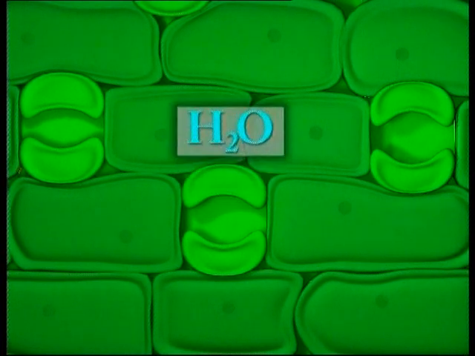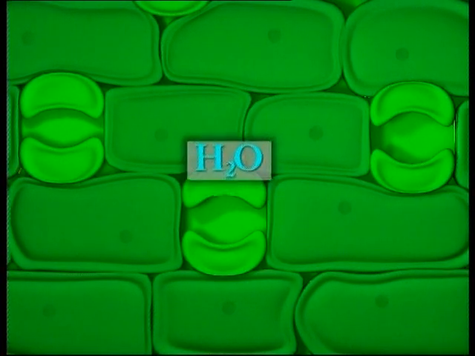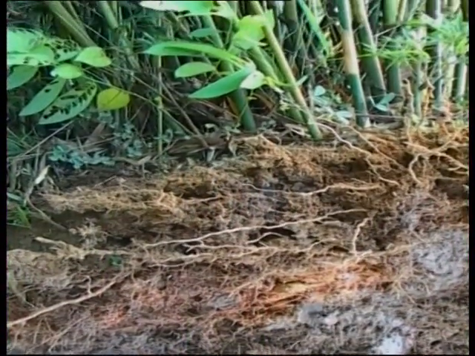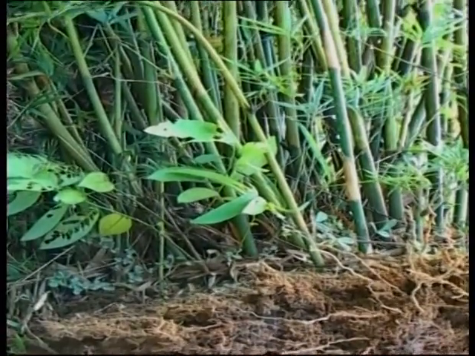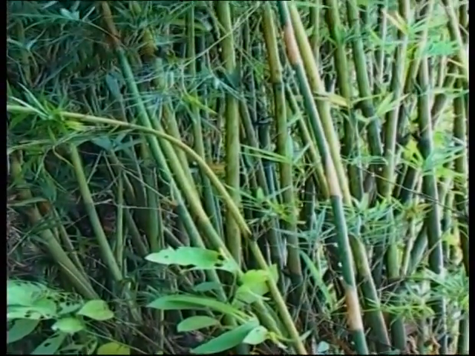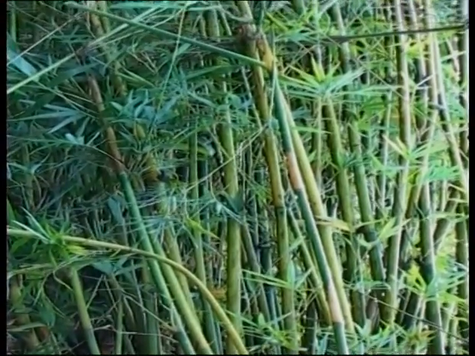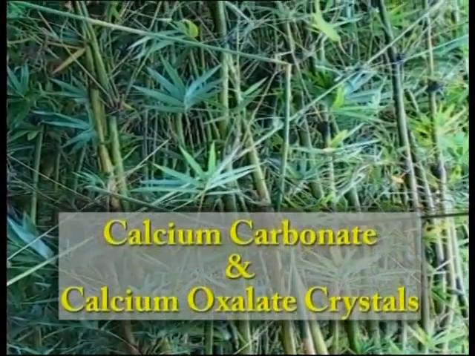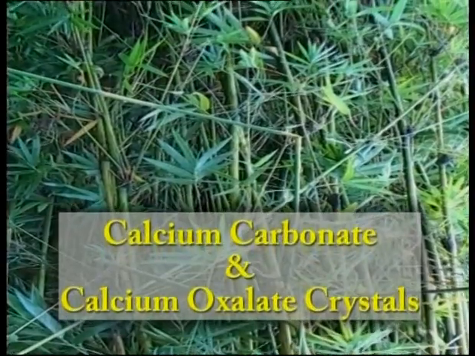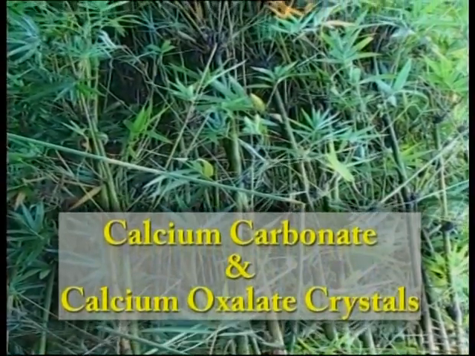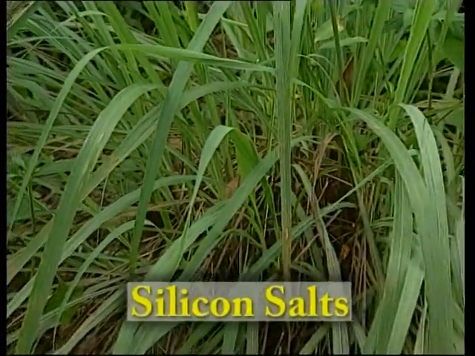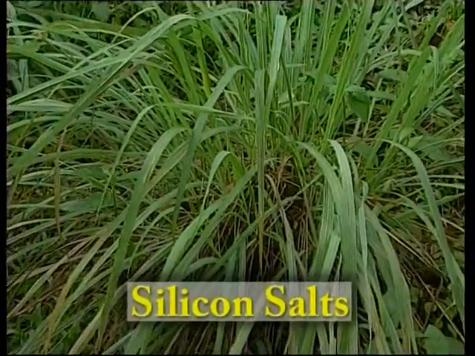Any excess water is excreted as water vapor through the stomata during transpiration. Excess minerals taken from the soil and which are not used up by the plants are stored in certain parts of the plants. These mineral salts are mainly retained within the plant body as crystals like the calcium carbonate and calcium oxalate crystals. Minerals like silicon salts are deposited in the leaves of the grass family to strengthen the leaf blade.